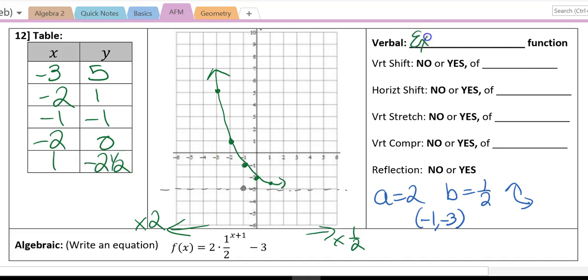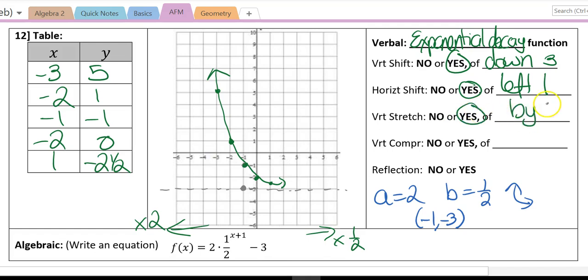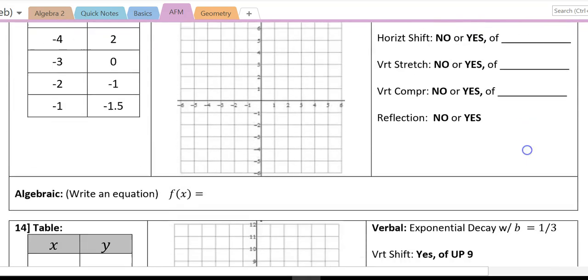This is an exponential decay. Vertical shift, yes, it was down. Went down 3. Horizontal shift, yes, it went left 2. I lied there, left 1, I'm sorry. Vertical stretch, yes, by 2. Compression, no, and reflection, no. Okay, 2 more.